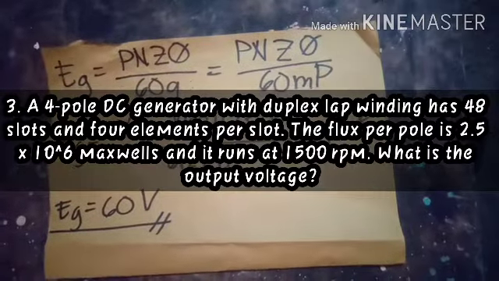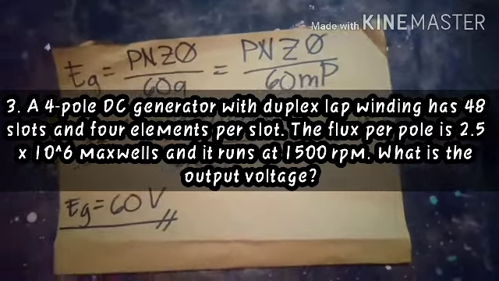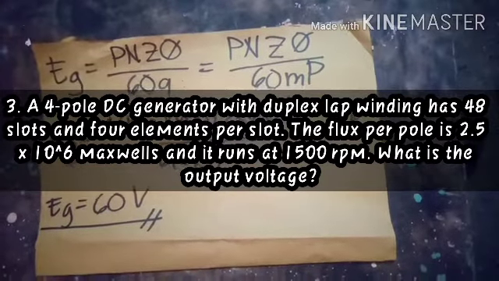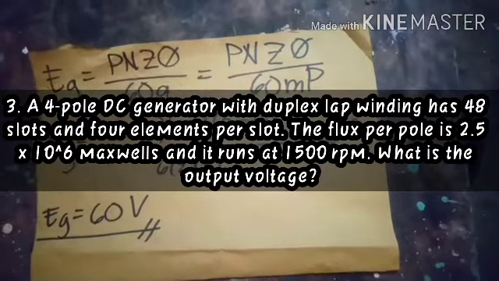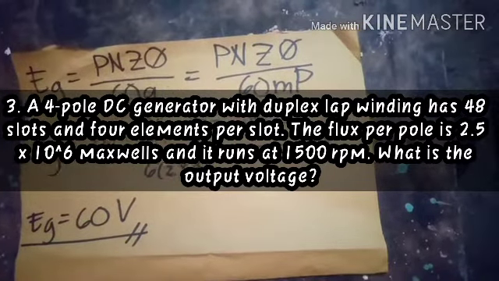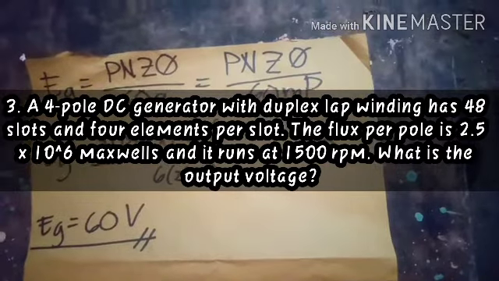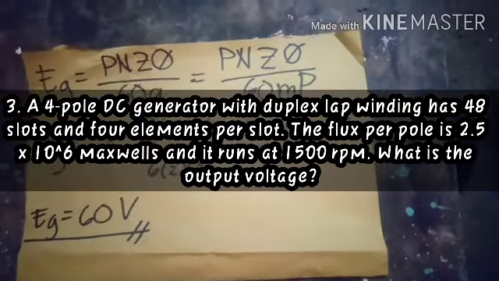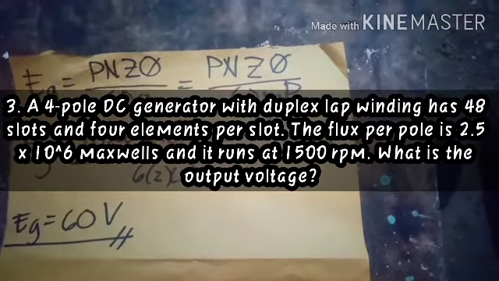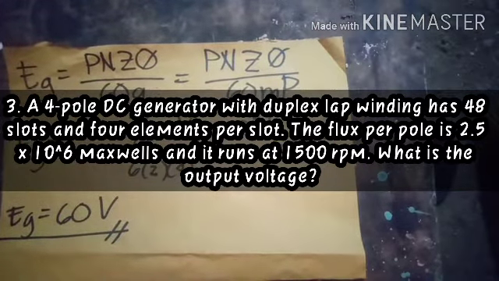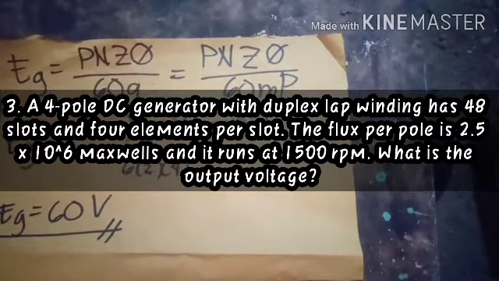Part 2, number 3. A 4-pole DC generator with duplex lap winding has 48 slots and 4 elements per slot. The flux per pole is 2.5 times 10 to the power of 6 Maxwells and it runs at 1,500 RPM. What is the output voltage?